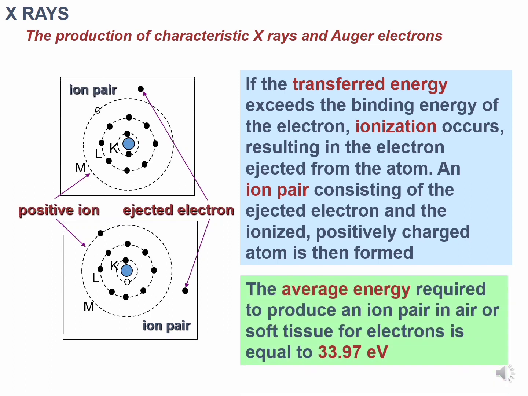If the transferred energy exceeds the binding energy of the outer shell electrons, ionization occurs, resulting in the electron ejected from the atom. An ion pair consisting of the ejected electron and the ionized positively charged atom is then formed. So the energy lost from the ejected electron is converted directly to a photon. The average energy required to produce an ion pair in air or soft tissue for electrons is equal to 33.97 eV.